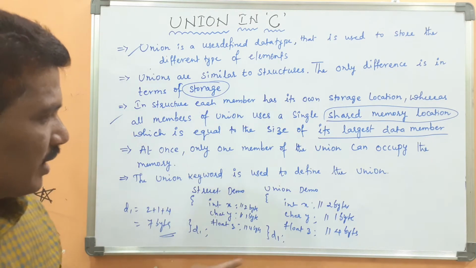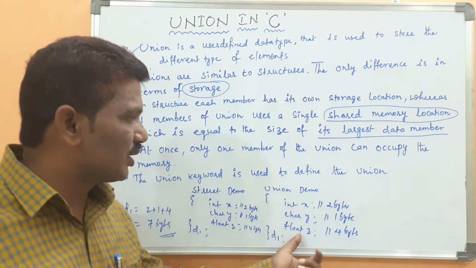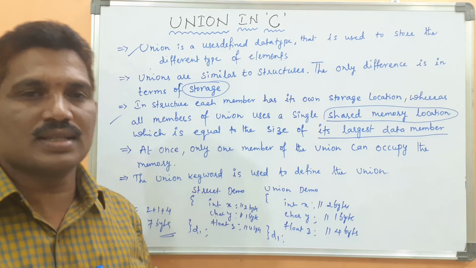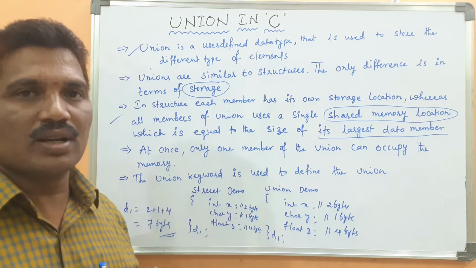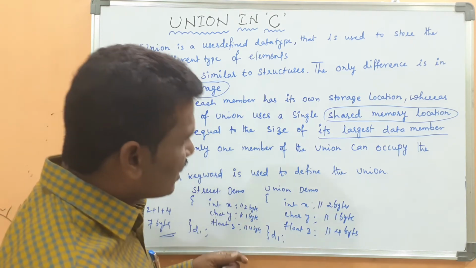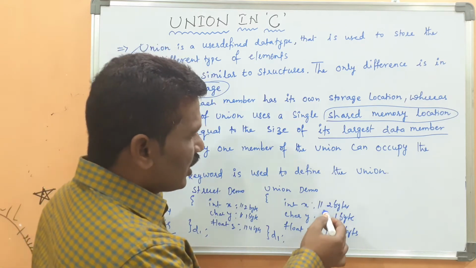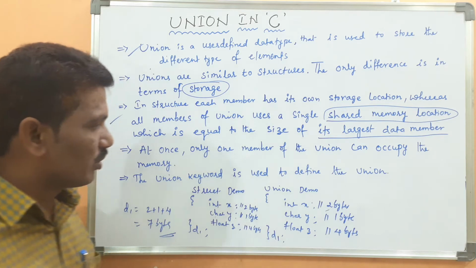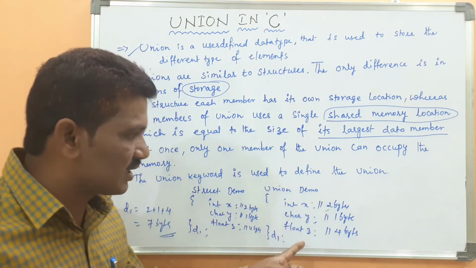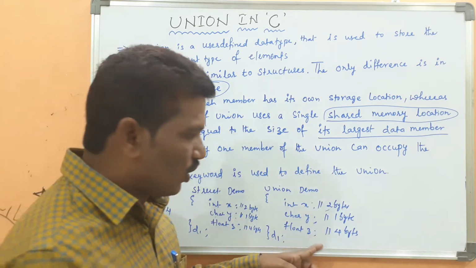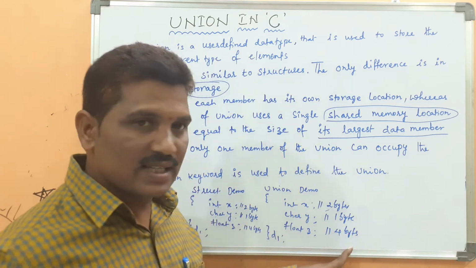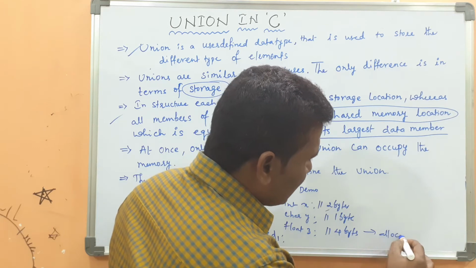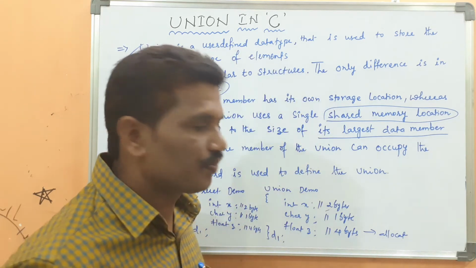But here, in case of how the memory should be allocated to the union, because you know that only in case of storage is the difference, remaining all are same. But what is the difference between structure and union is, it occupies 2 bytes, it occupies 1 byte, it occupies 4 bytes. How will the memory be allocated? Which one is the largest size in the union? Float, 4 bytes is the largest size of the union. The memory will be allocated only to the largest size.